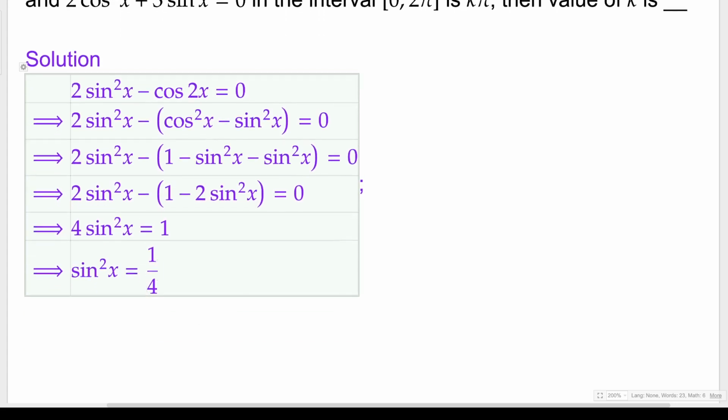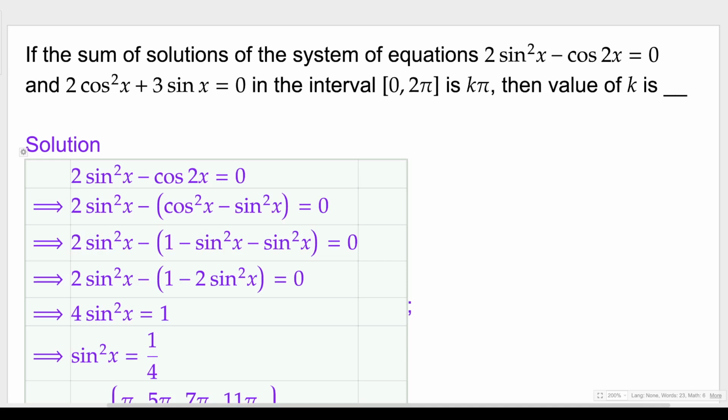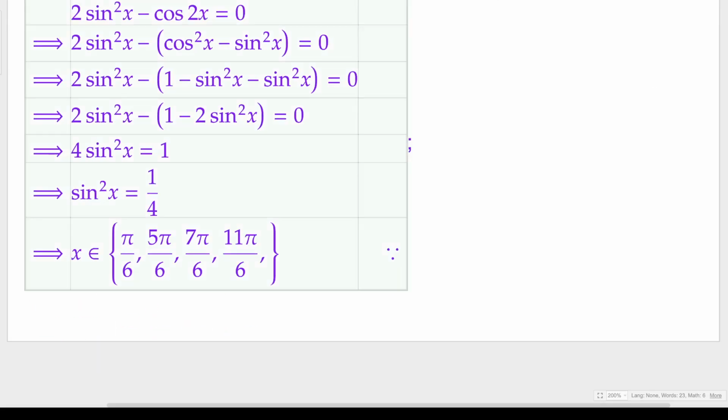So from this, sin x would have two different values, negative 1 over 2 and positive 1 over 2. So the acceptable values for x would be pi over 6, and then, because positive 1 by 2 and negative 1 by 2 both are satisfied, 5 pi over 6, then 7 pi over 6, and then 11 pi over 6. The reason is very simple: the interval is given as part of the problem statement, so that's why we are considering these values.